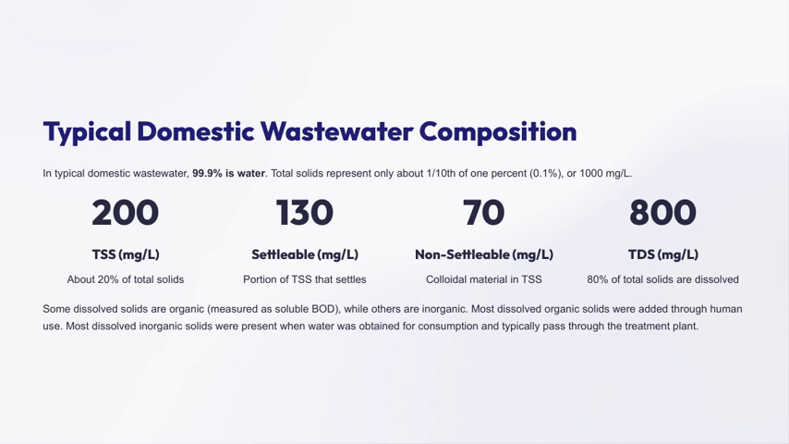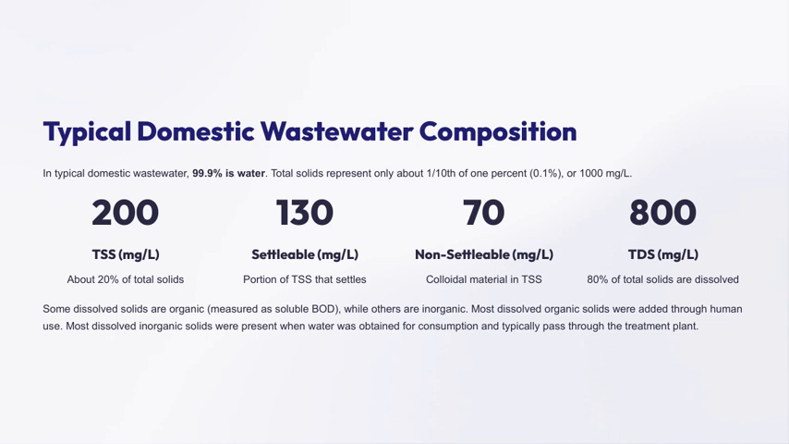The total solids, those tiny particles and substances, account for just about 0.1%, or roughly 1,000 milligrams per liter. Breaking down these solids, approximately 20% are total suspended solids, or TSS, which are particles that can settle out of the water. Within that, some of these solids are settlable, meaning they can actually drop to the bottom over time, while others are non-settlable, usually colloidal particles that stay suspended. Then we have the dissolved solids, making up about 80% of the total solids.